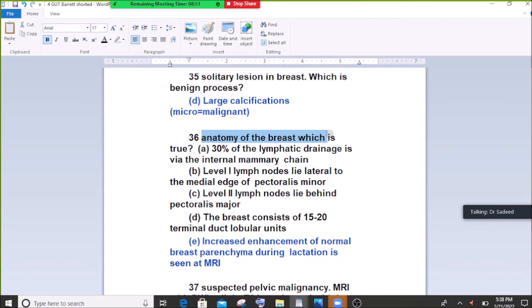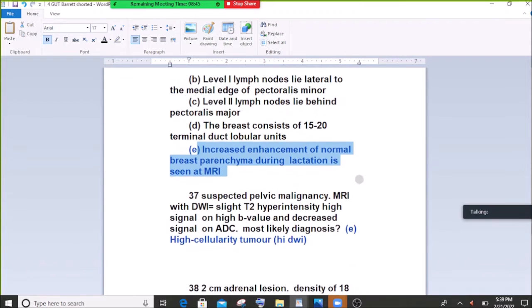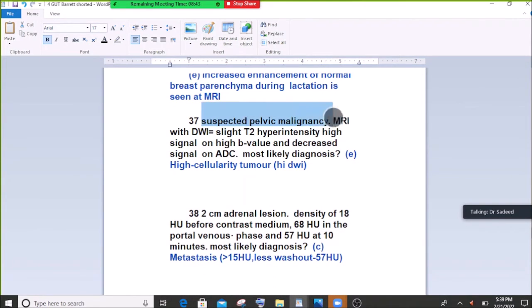Question 36, anatomy of the breast, which is true? Increased enhancement of normal breast parenchyma during lactation is seen in MRI. Question 37, suspected pelvic malignancy, MRI with DWI shows slight T2 intensity, high signal on high b-value, and decreased signal on ADC, most likely diagnosis? High cellularity tumor. Because of high signal on DWI, decreased signal on ADC and high signal on high b-value, it is a high cellularity tumor.